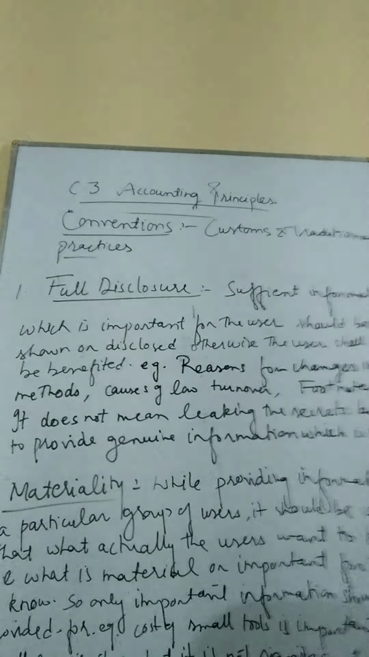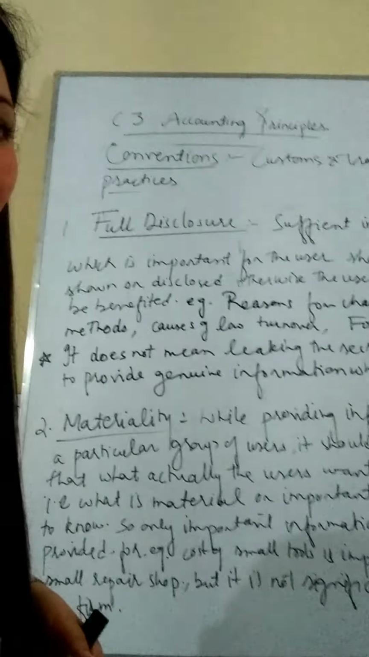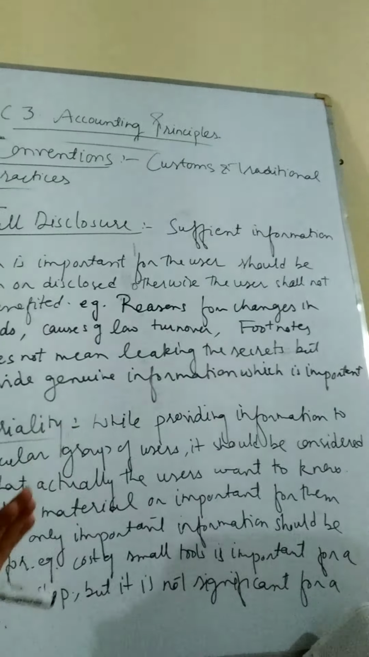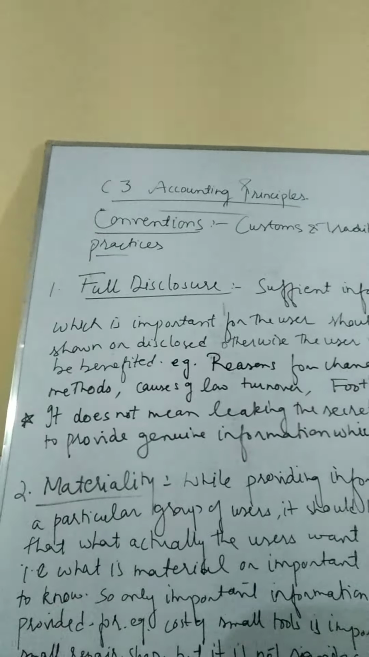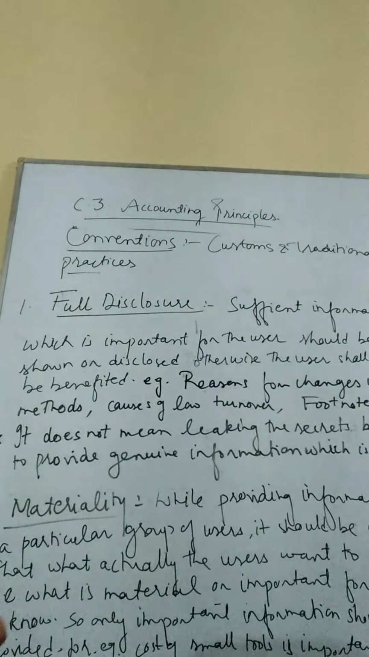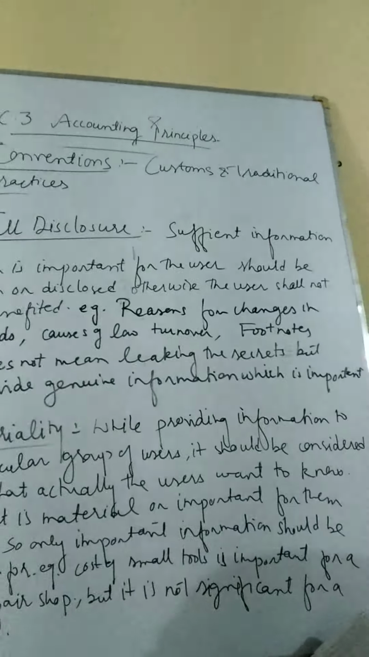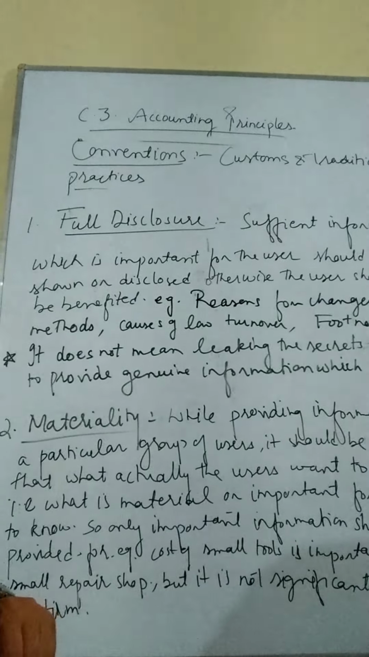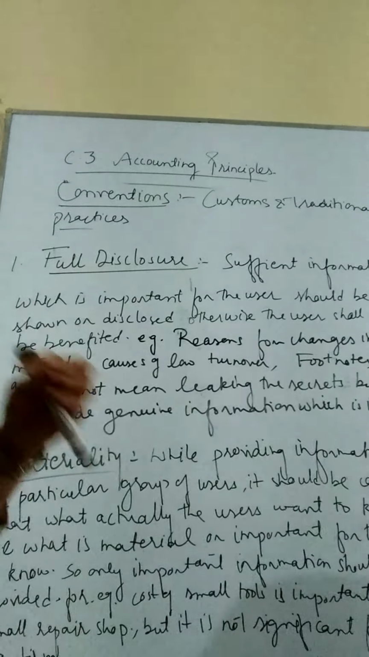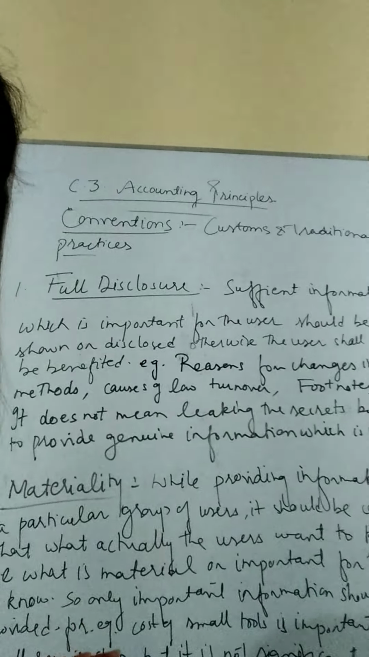Irrelevant information, only putting up a lot of text and comments, will not benefit the users. We have to judge. The accountant should have the capability of judging what is important for the user. Only such important information should be provided. What is immaterial for the user shall be avoided. They should not be provided with a bulk of information which is irrelevant to the user.